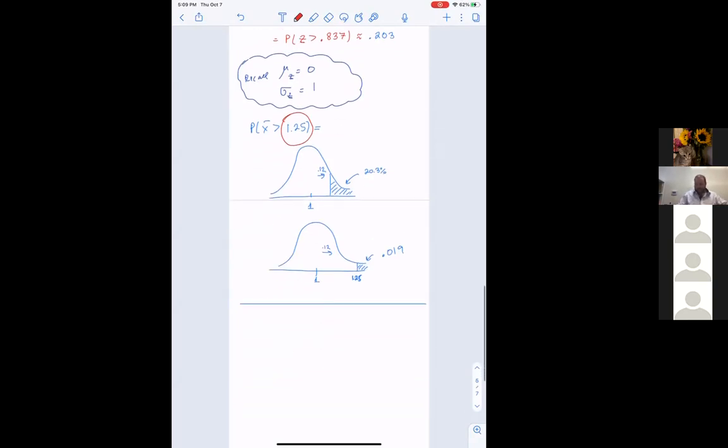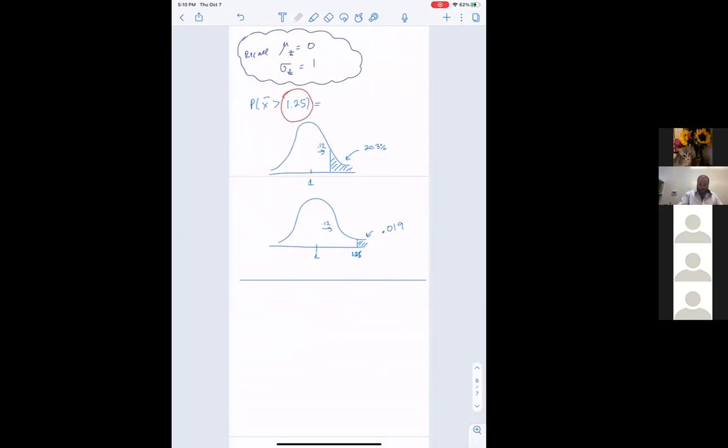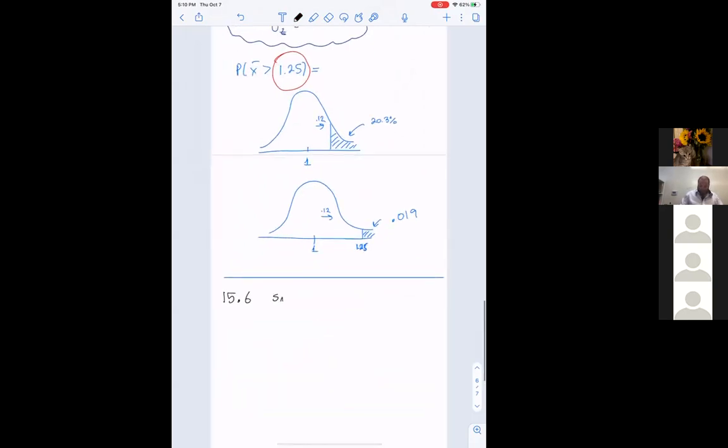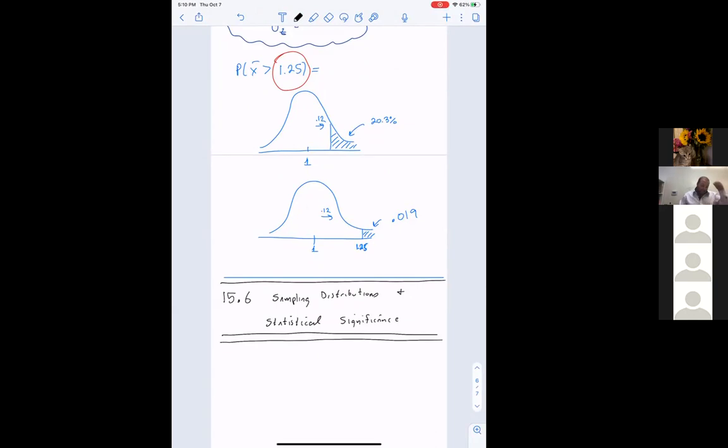So that takes us to the end of 15.5. And now we move on to section 15.6 on sampling distributions, which we just covered, and statistical significance. I think I spoke about statistical significance last time, did I not? Pretty sure I did, or maybe even 2 times ago.